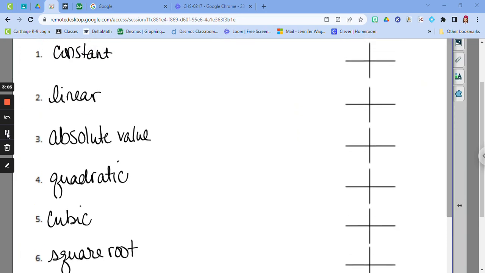So constant and linear are very much the same. Constant is a linear function, it's just a specific kind, where b is just a number value. So those would be your horizontal lines going across the graph somewhere. Linear functions have a slope of 1, and it goes through the origin. Most of these graphs, as a parent function, have a point at the origin that is the focus of the graph.